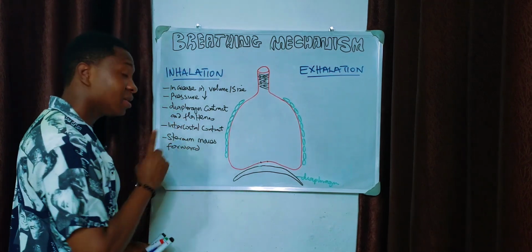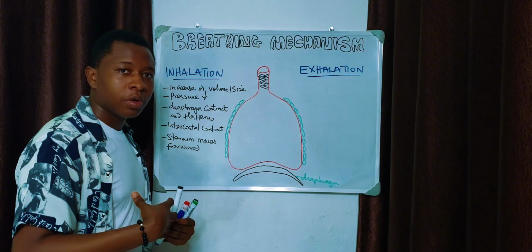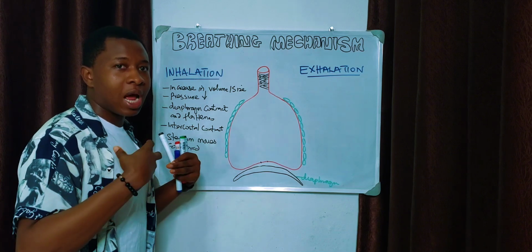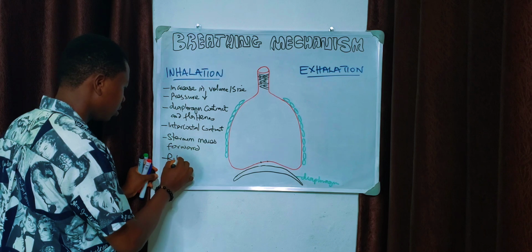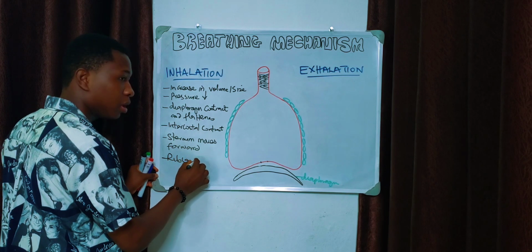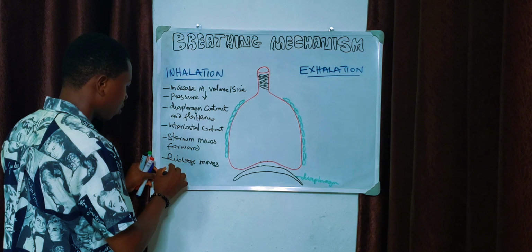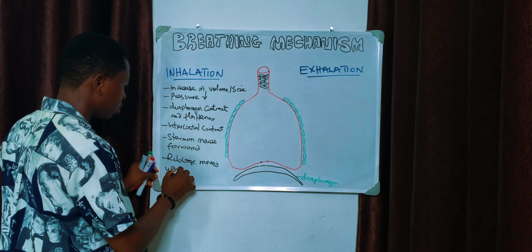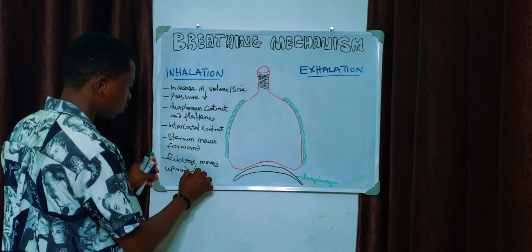When the sternum moves forward, the next thing that happens is that the rib cage moves upwards and outwards. So the rib cage moves upwards and forward.